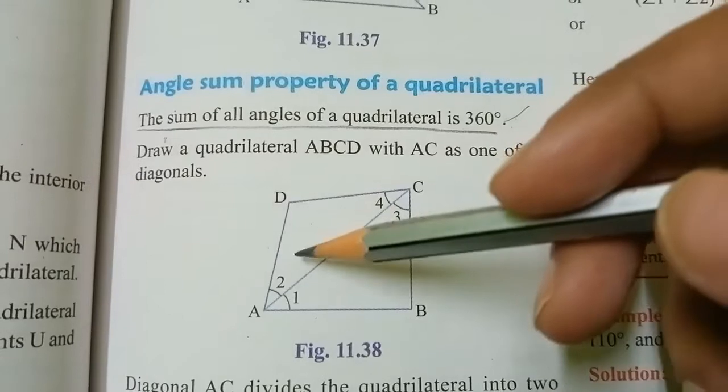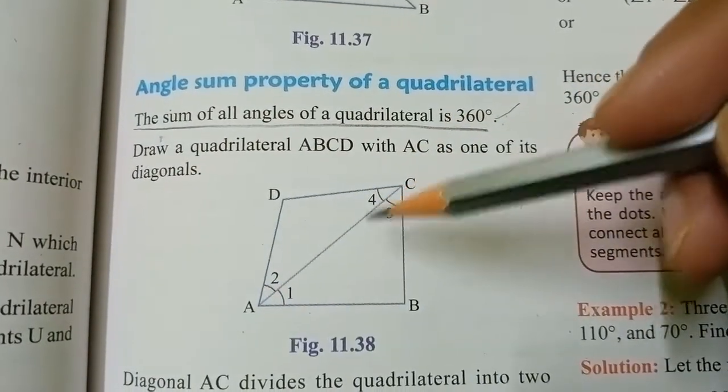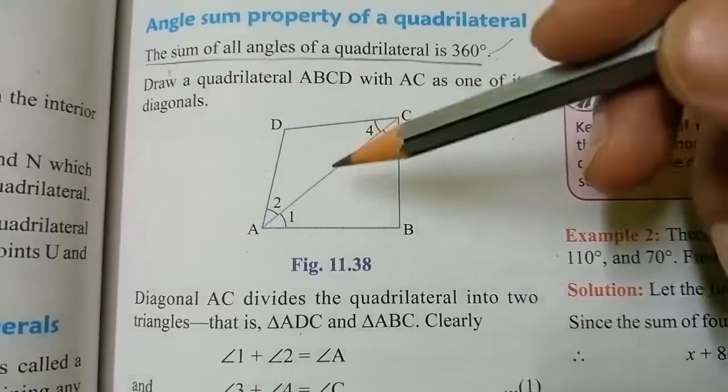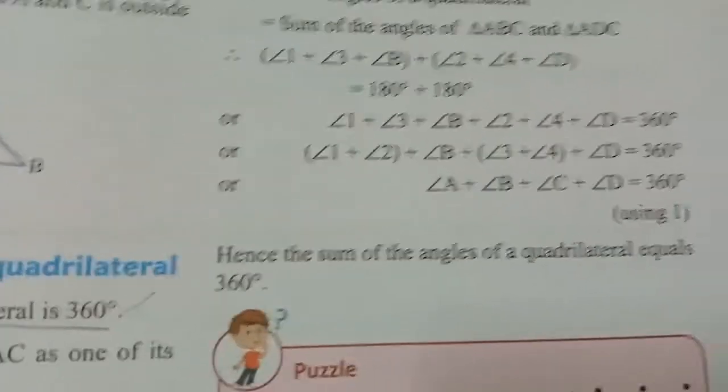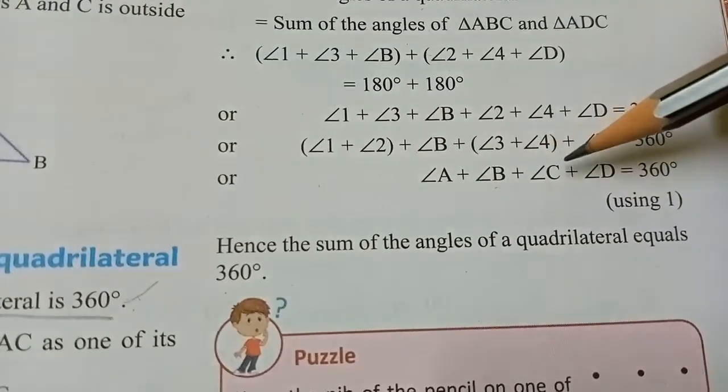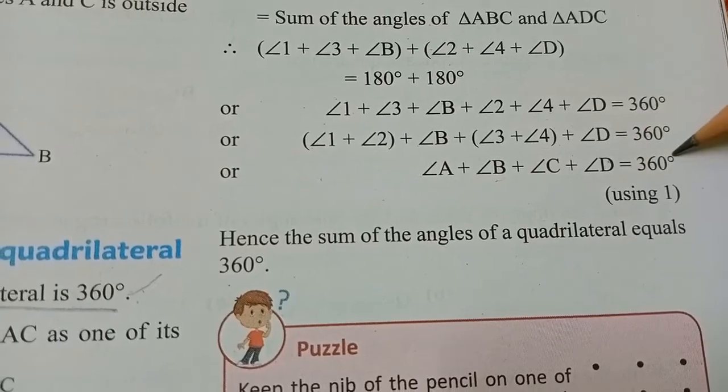In any quadrilateral there are four angles. That means the sum of all the four angles of a quadrilateral is 360 degrees. Understood? So all these are explained here. Angle A plus angle B plus angle C plus angle D equals 360 degrees.